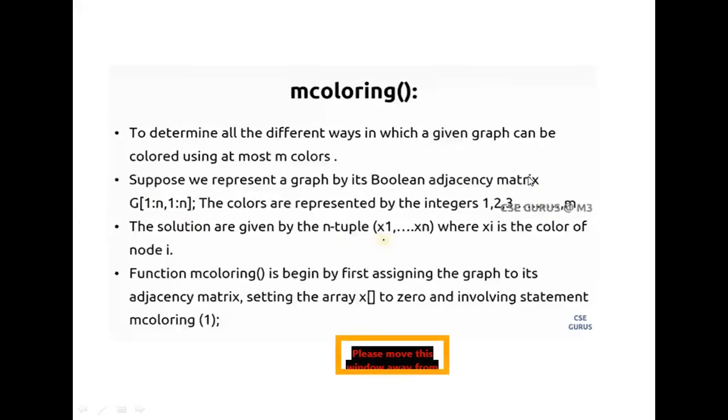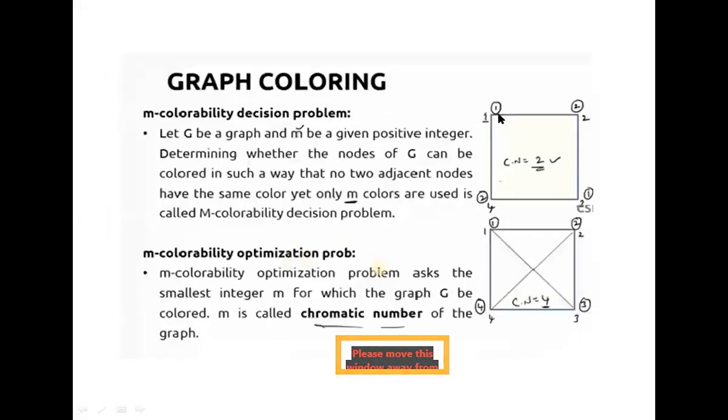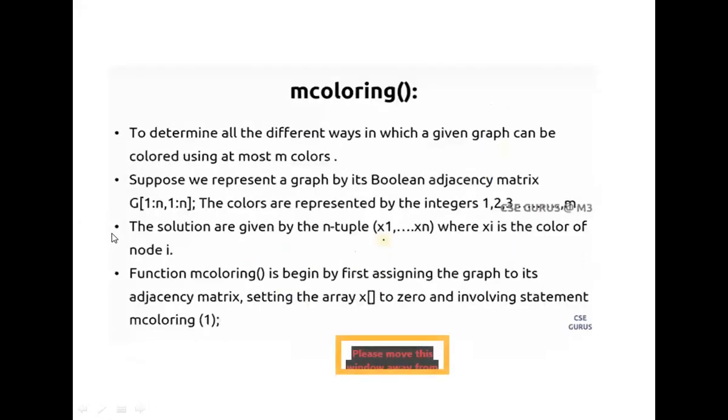Okay. Suppose we represent a graph by its Boolean adjacency matrix. G of 1 to n. Here in this example, if 1 is there and another one, 2, is there and a path exists, then you have to check the adjacent colors. Otherwise, if there is no path, you don't need to check the adjacent colors. That is called G of i, j.